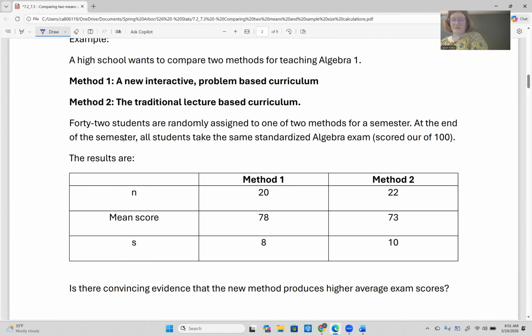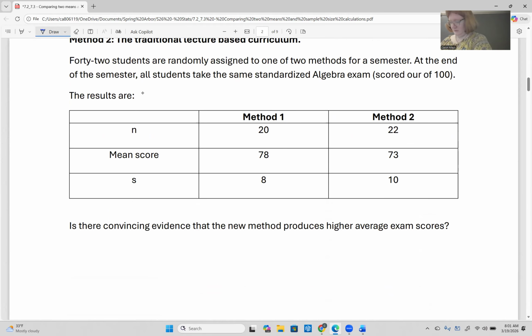So our hypothesis was H naught being mu1 minus mu2 is 0. We're trying to test if method 1 is better, if method 1 produces higher exam averages. So our alternative is one-sided, and particularly that difference is greater than 0. We also got the degrees of freedom. We're going to use the conservative approach here, where it's the smaller of the sample size minus 1. So in this case, that was 19.